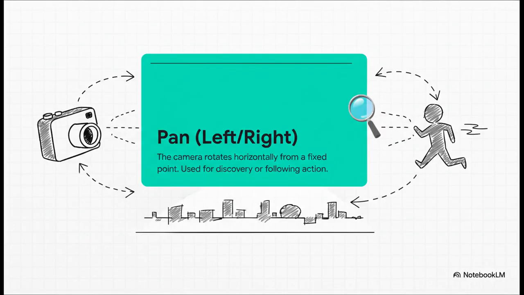Next, we have the pan. This is where the camera swivels left or right, but from a fixed spot. You can think of it like the camera turning its head to look at something new. This is your go-to move for a sense of discovery, for revealing new information that was just off screen, or for following a character as they move through a scene.